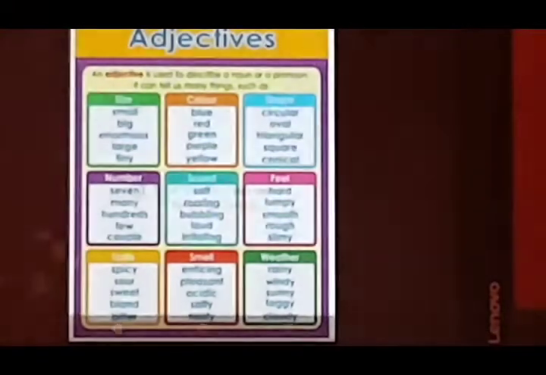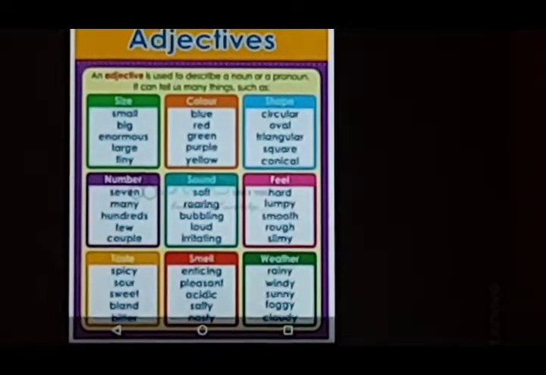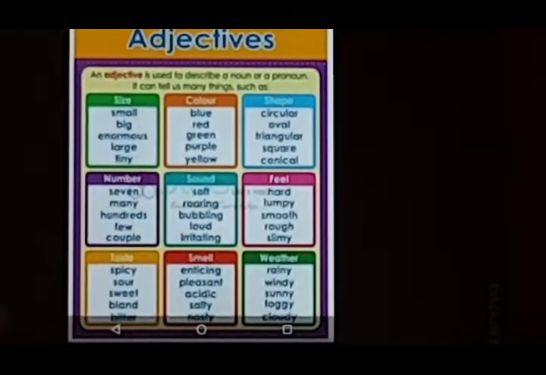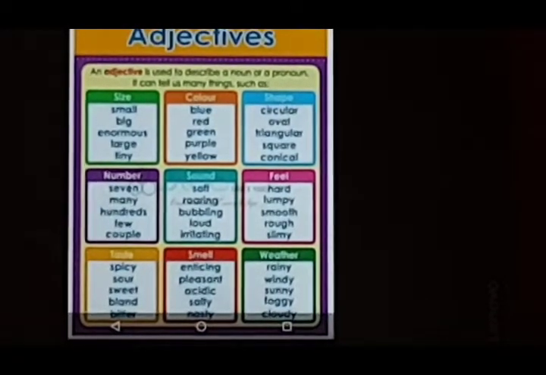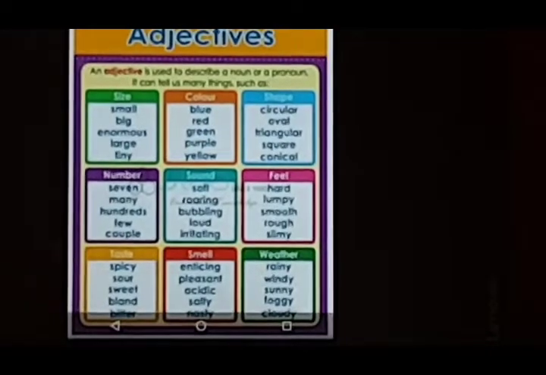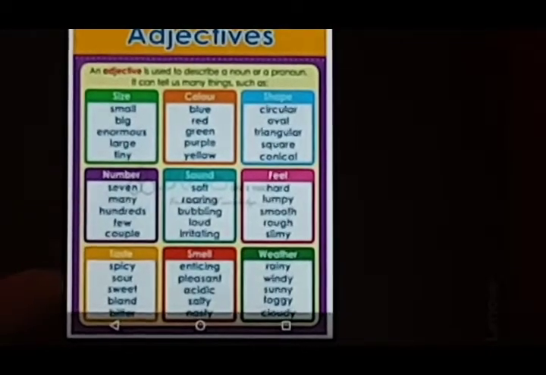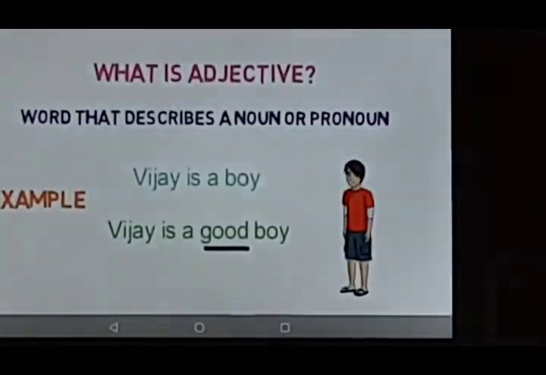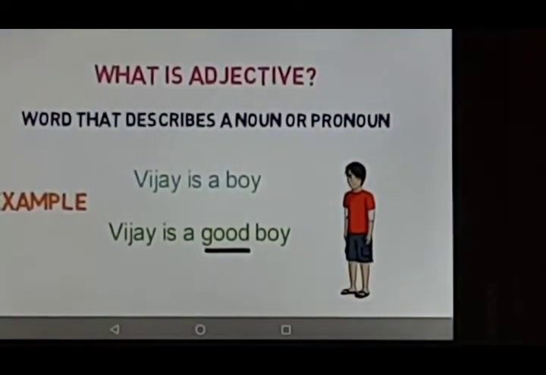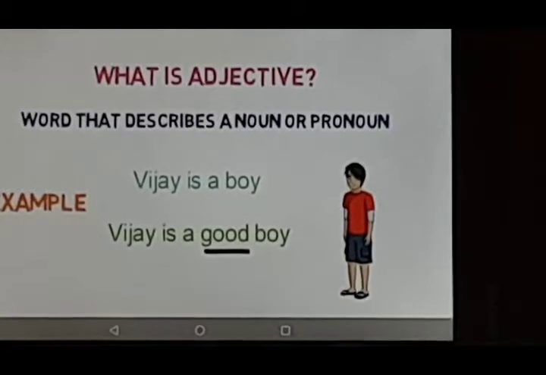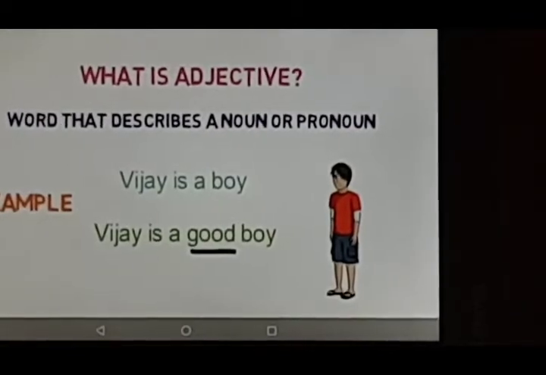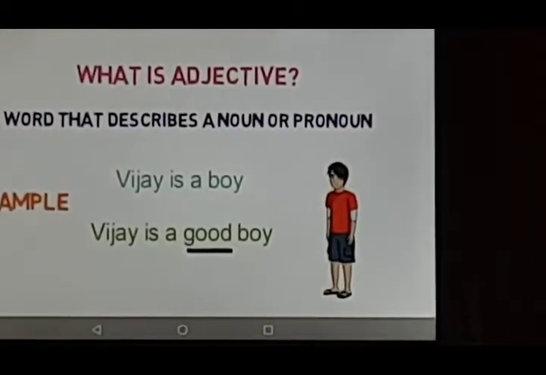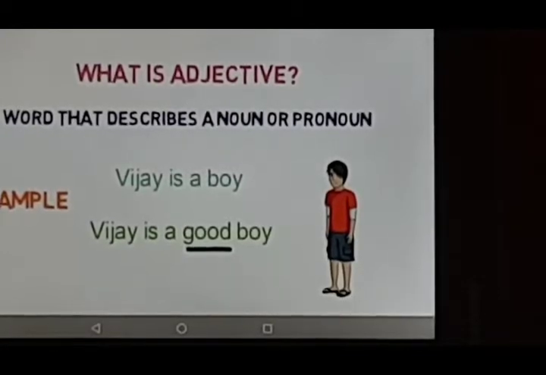And how is the smell of some flower or something like that, and the weather. So all these words which tell us about size, number, smell, etc., they can be adjectives because they are describing. So what are we doing here? We are doing adjectives. So adjectives are words that describe a noun or a pronoun.